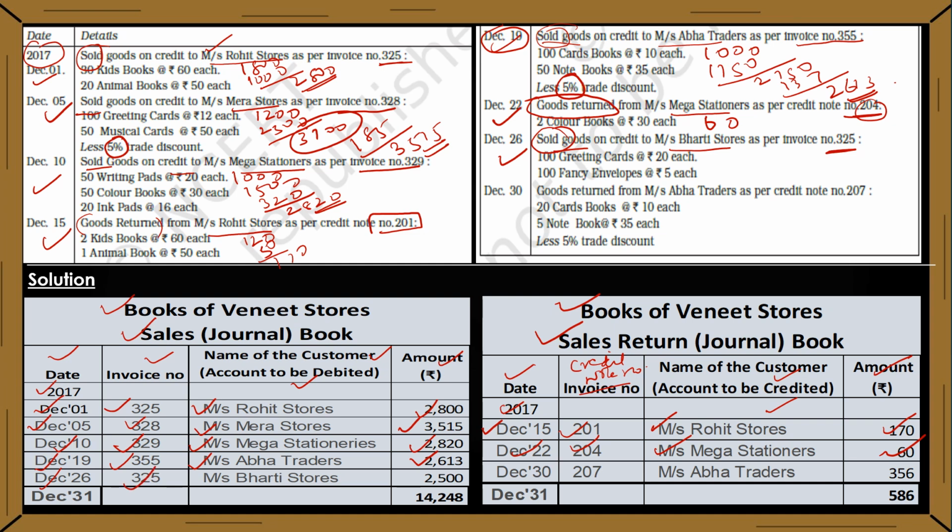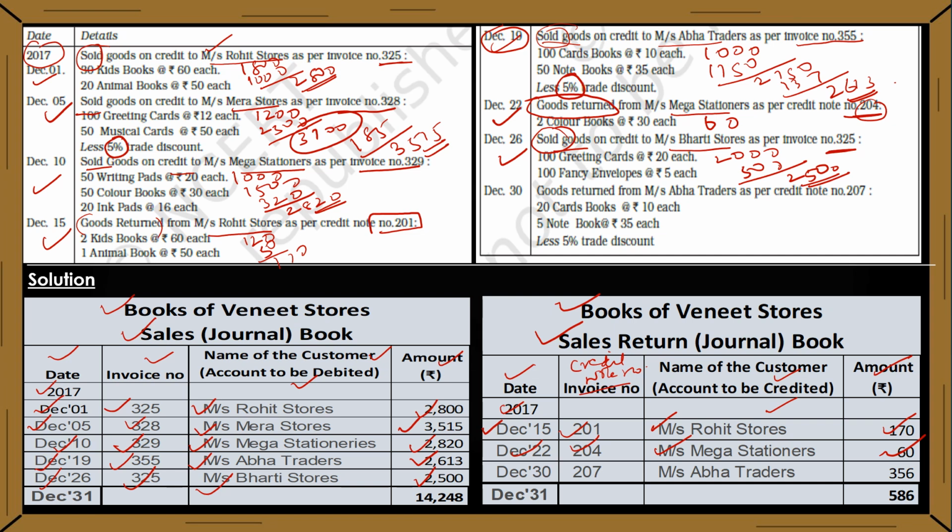Name of the customer is Messrs. Bharati Stores. What they have bought: 100 greeting cards at 20 each. 100 into 20 is 2000, and 100 fancy envelopes at rupees 5 each. 100 into 5 is 500. Total of 2500 should be taken to Messrs. Bharati Stores, 2500.